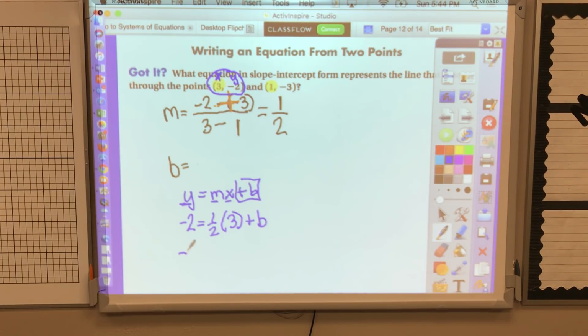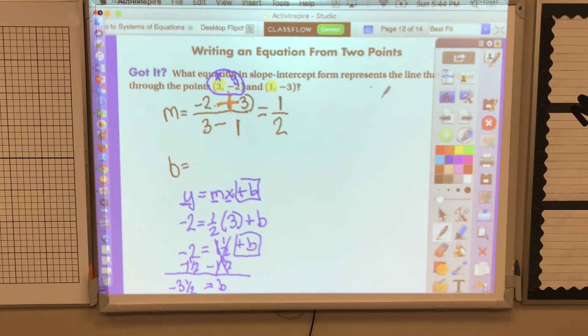First step's going to be to multiply, so I have -2 equals 1/2 plus b. To get b by itself, I need to get rid of 1/2, which means I subtract 1/2 on both sides. On the right side, and an answer of -3 and 1/2. And you can write this as -3.5, that's just fine.